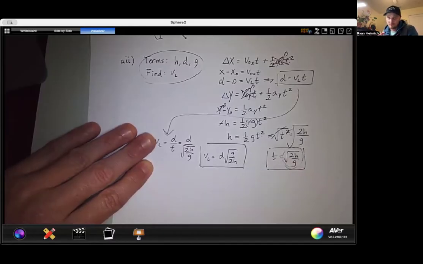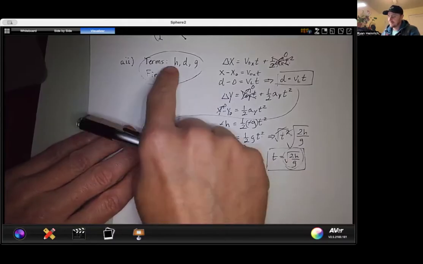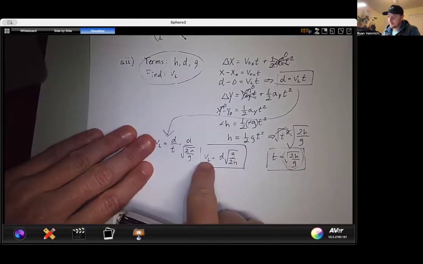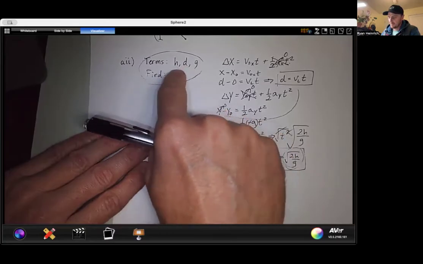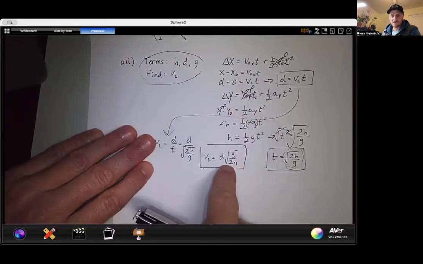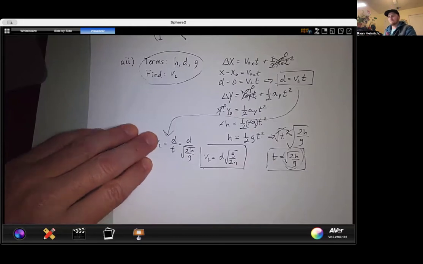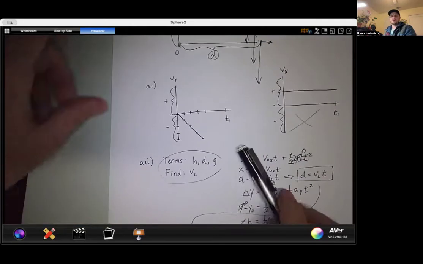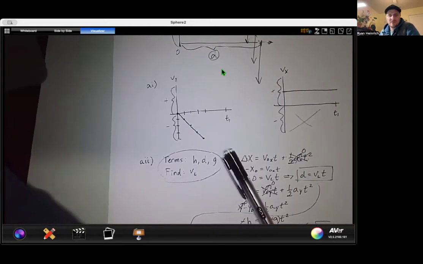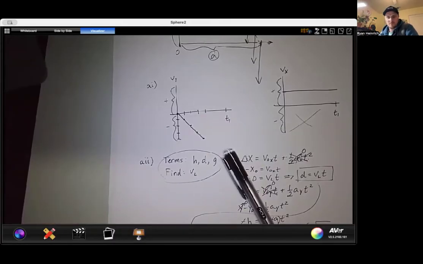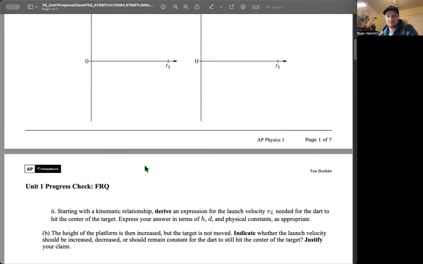And it's really important that you see why that is the answer. Because my answer for v_L is in terms of d, g, and h. And then, of course, 2 is just a constant. So that's why it's right. Okay, let's go to the last part, and we are done. In this part, we don't even need to use pencil and paper. We could, but that would take longer. There is a mathematical way to prove part B, but let's just talk about it.